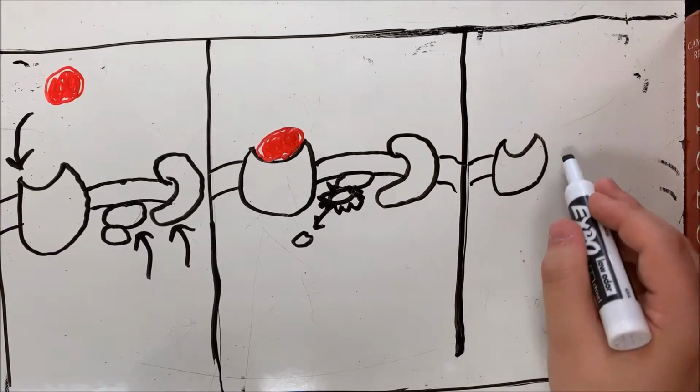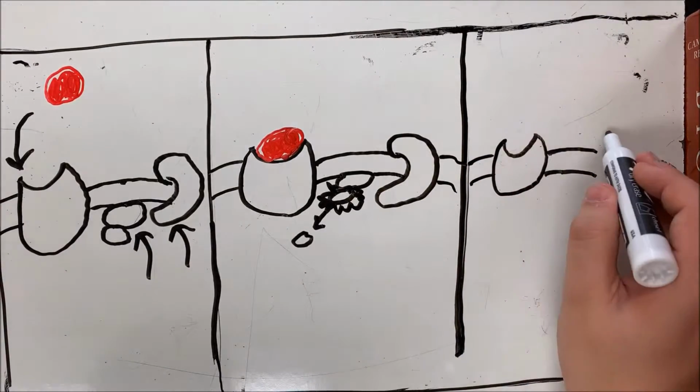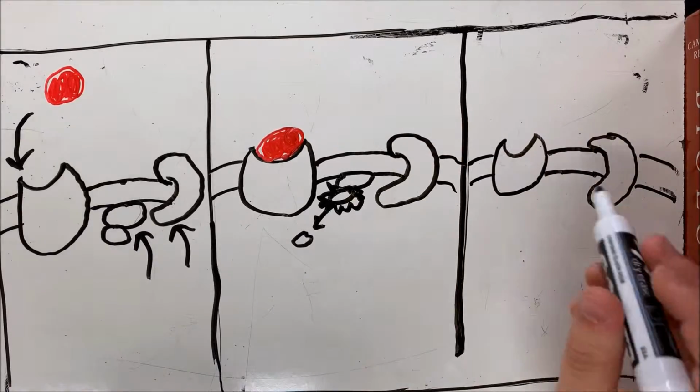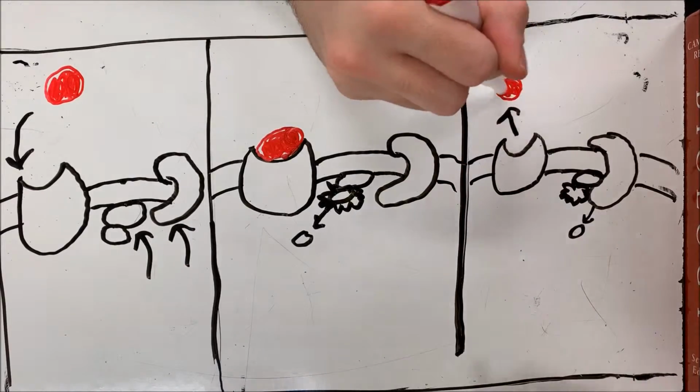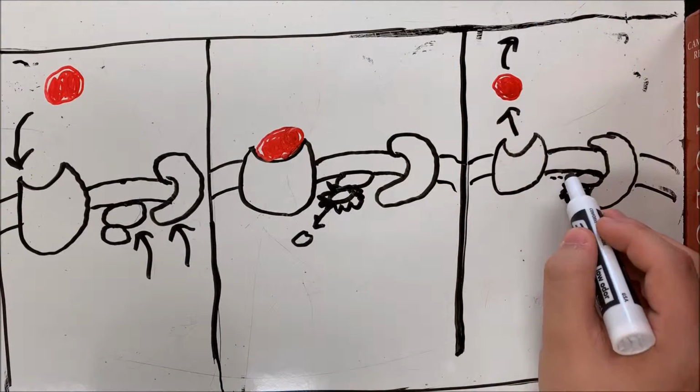Once this occurs, the ligand detaches from the binding site, and the G-protein loses its GTP and regains its GDP, resetting the G-protein coupled receptor back to its inactive state.